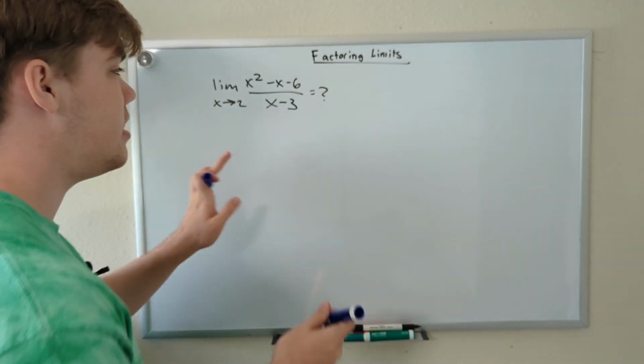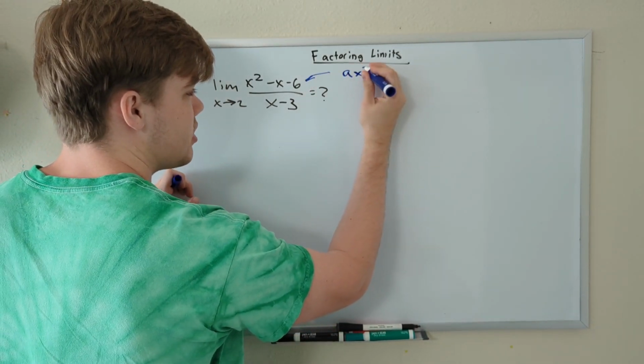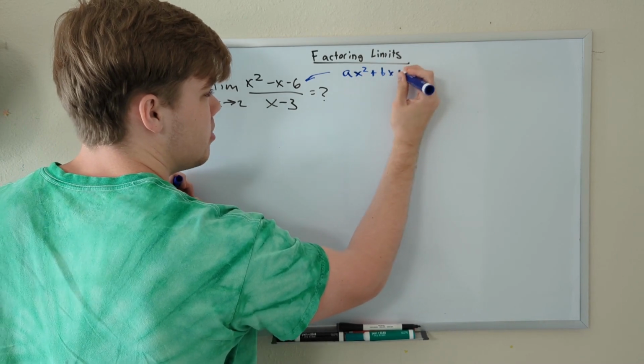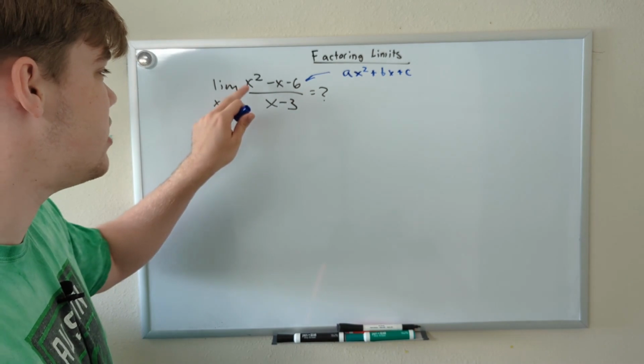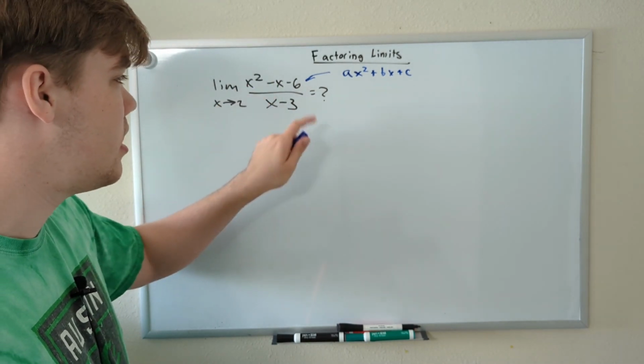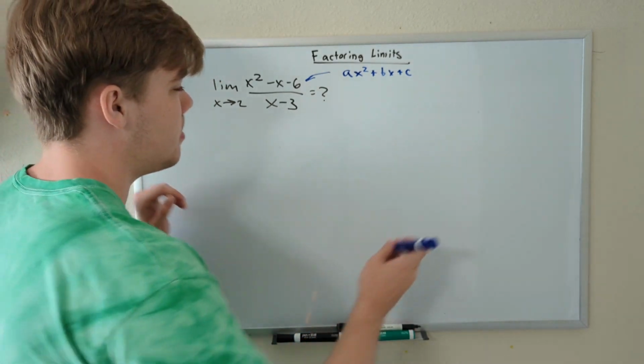You may notice that in the numerator of this function, we have a function that looks a lot like the form ax squared plus bx plus c. And if we have a function in this form, in other words, we have a squared factor, just the variable, and then a constant, we can factor it. So let's do the factorization of this problem.